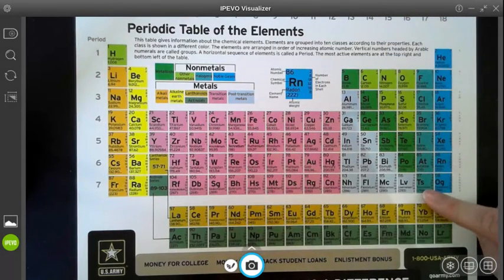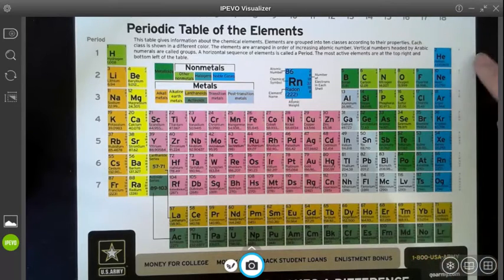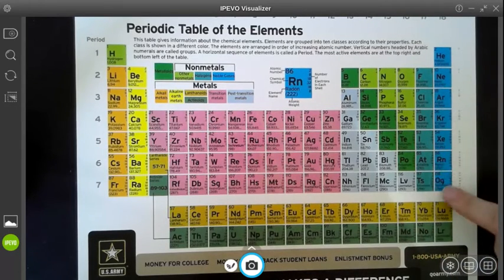The teal, those are halogens. Halogens are all extremely toxic. Fluorine, chlorine, bromine, iodine, astatine, and tennessine. And then the last group is the noble gases. And noble gases are all inert, which means they don't react.